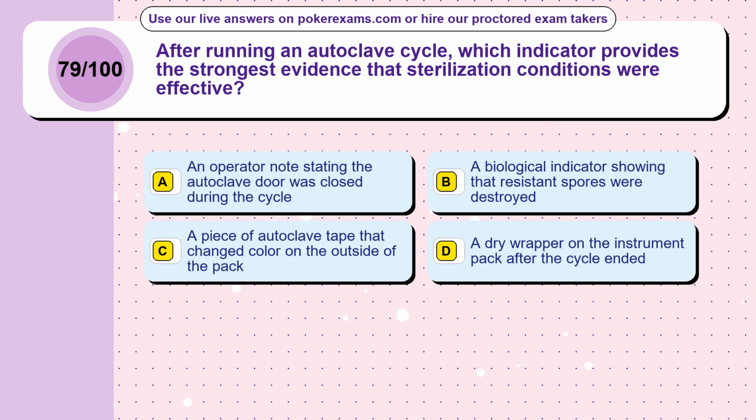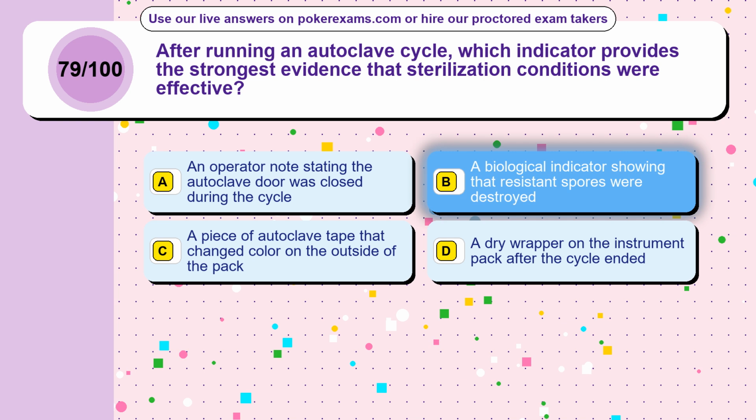Question 79. After running an autoclave cycle, which indicator provides the strongest evidence that sterilization conditions were effective? Option A. An operator note stating the autoclave door was closed during the cycle. Option B. A biological indicator showing that resistant spores were destroyed. Option C. A piece of autoclave tape that changed color on the outside of the pack. Option D. A dry wrapper on the instrument pack after the cycle ended.